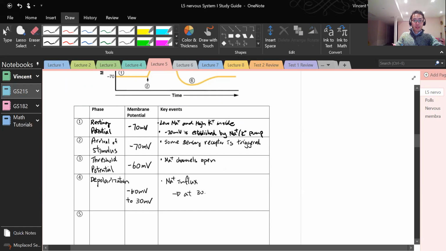And then afterwards, what's going to happen is, at 30 millivolts, sodium channels close. And then potassium channels open, right? Because that's the opening voltage for the potassium.